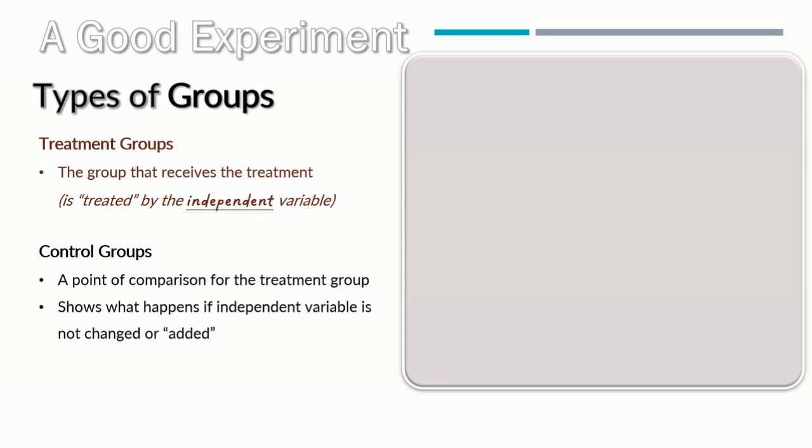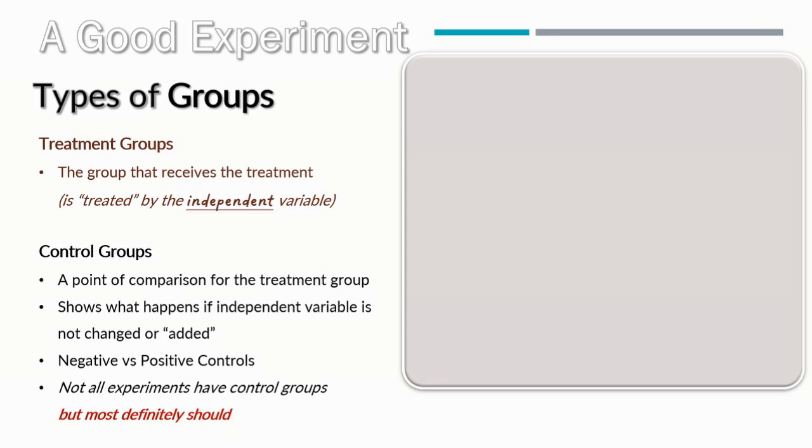Now, within control groups, though, there are 2 kinds of controls. Well, 2 main kinds of controls, I should say. And those are our positive and our negative controls. Keep in mind that not all experiments have control groups, but most definitely should. All of the experiments that you are running in Life 102 Biology should probably have control groups, okay? So now let's break down the difference between negative and positive control groups.